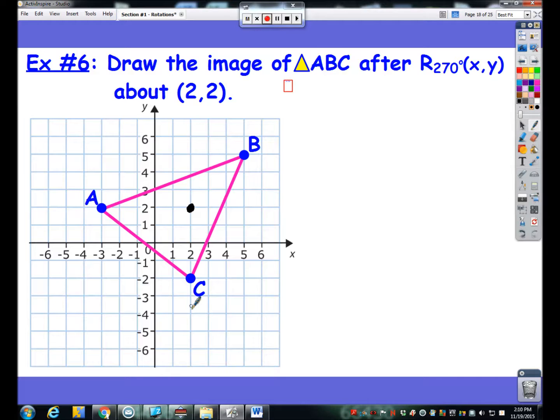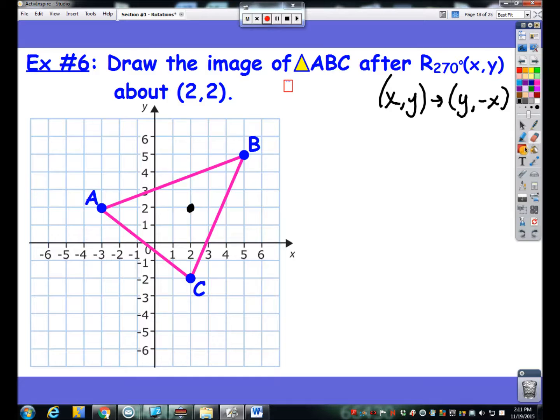Now again, the rules don't apply. We can't just use our x comma y transforms to y comma negative x. If you try using this rule, that'll only be if it was around 0, 0, and you will clearly tell that your image of triangle ABC will not have been rotated around 2, 2, but rather around 0, 0. Now the first method here involves still using our rule, but we kind of have to bend the rules just a little bit. We need to bend our perception.